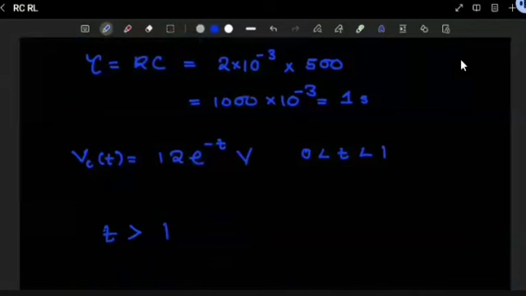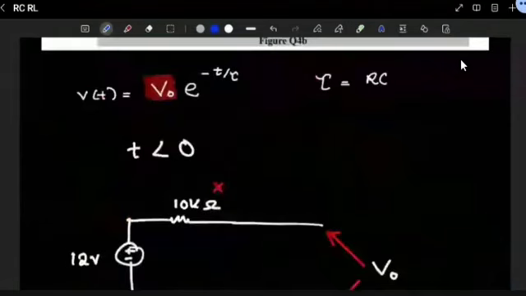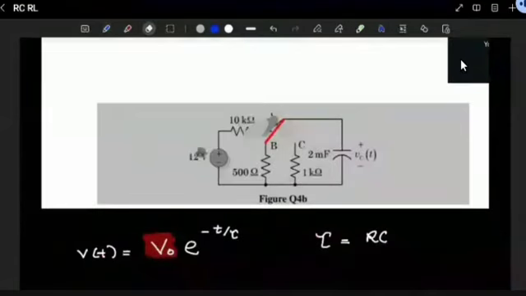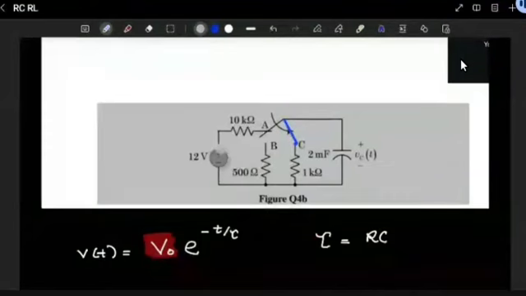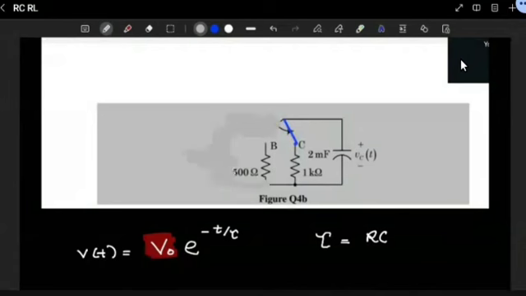So the problem says for t greater than 1, the switch is moved to position C. So since the switch goes to position C, what changes? Now this is moved to position C. If the switch is in position C, look at what we now have. Now this line is not there, meaning everything here is no longer useful. So this is not there. This is what we have now.